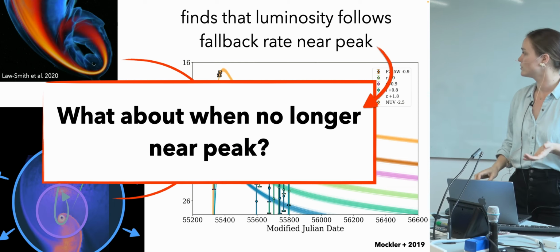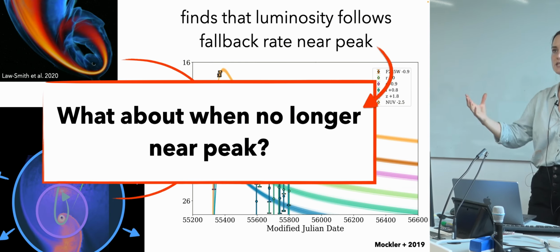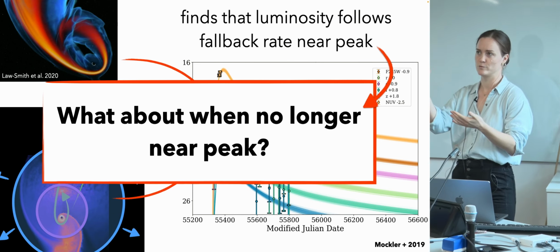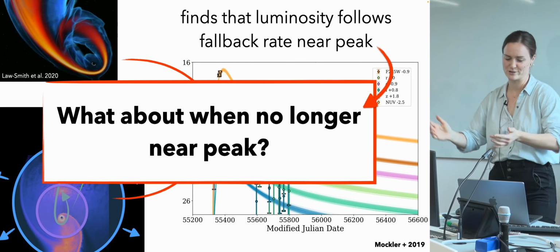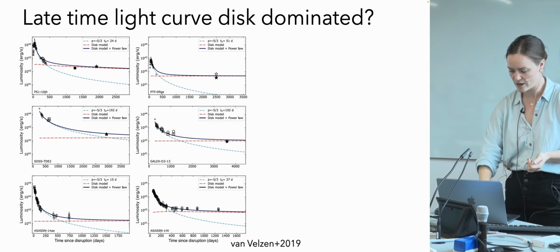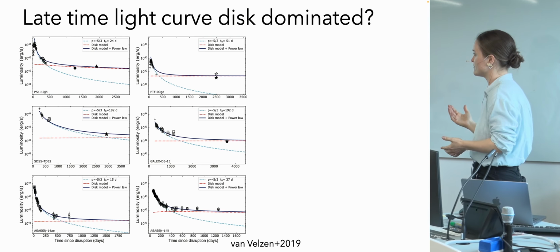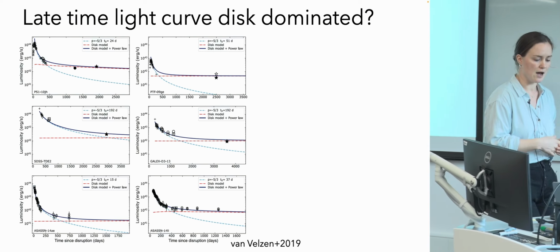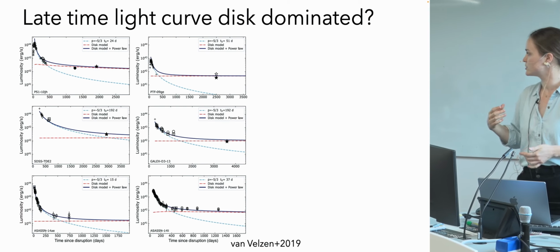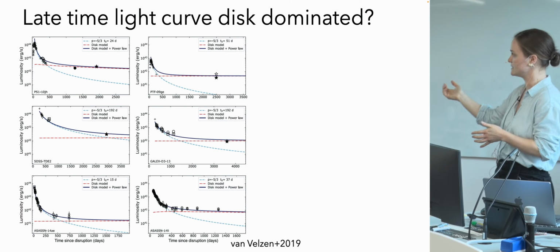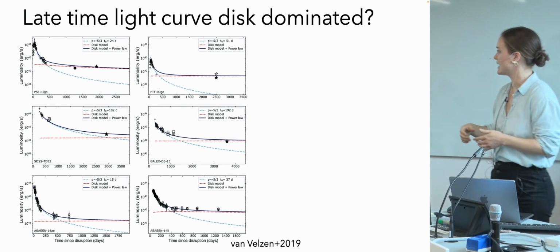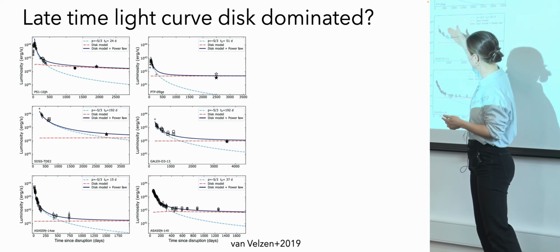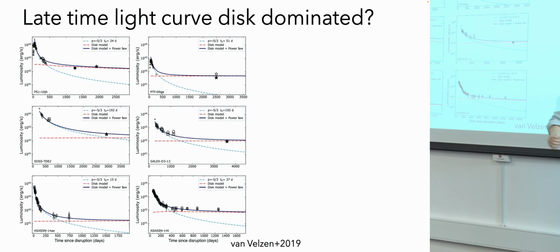But what happens when we're no longer near peak? The first population of TDEs were generally discovered pretty close to peak, and then they were only followed up for however long after they're discovered. But more recently, many years have passed since we started getting good data, people have followed up some of these disruptions for thousands of days. And what they've found is that in many cases, this initial very steeply declining light curve starts to flatten out.